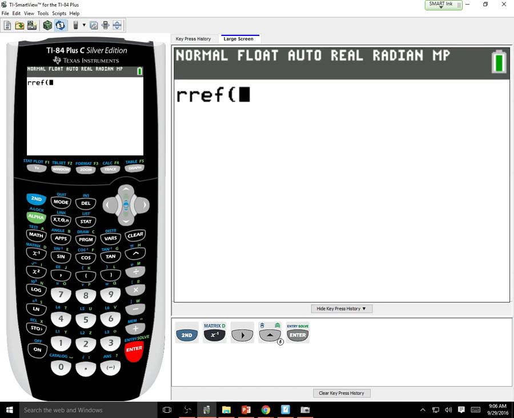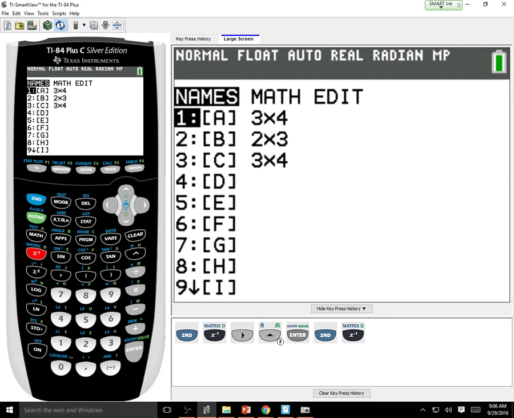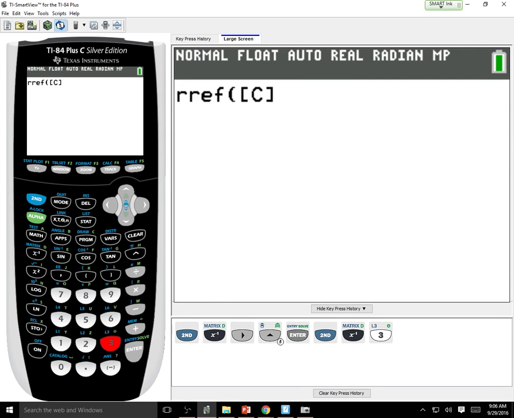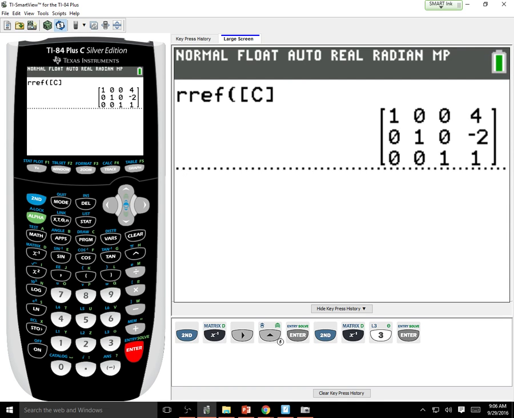Okay. Now I want to make sure I put that matrix in there. I want a RREF in there. So second matrix. This time it's C. I'm just going to push 3 for that. Now what? Enter. Do it. Solve it. I got it. This is easier.